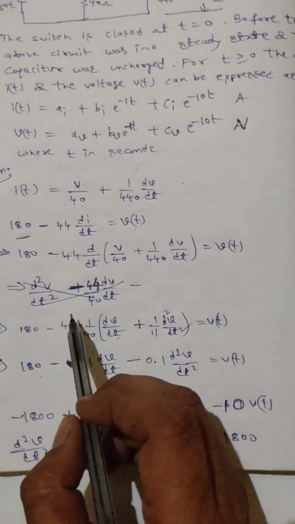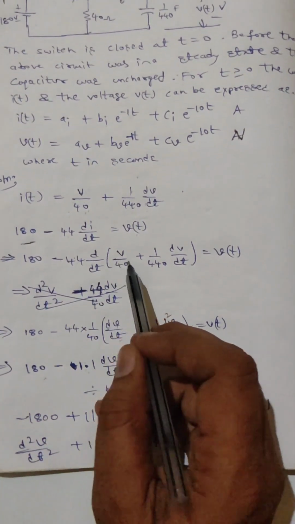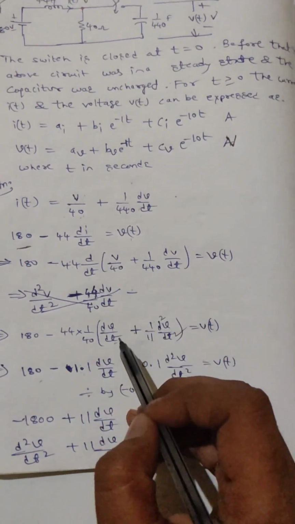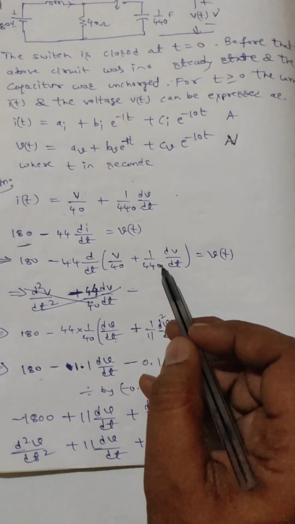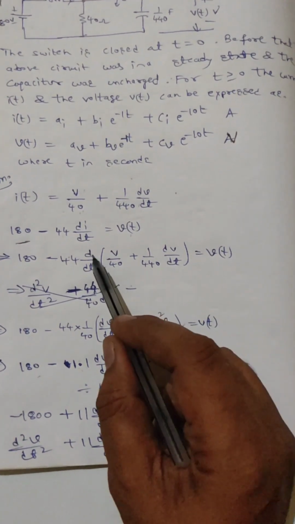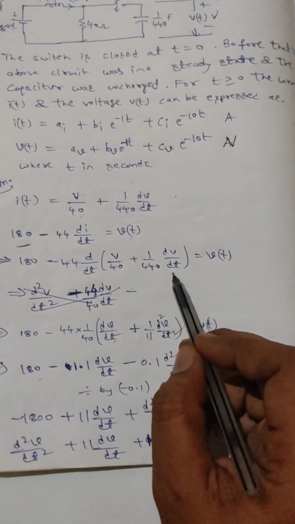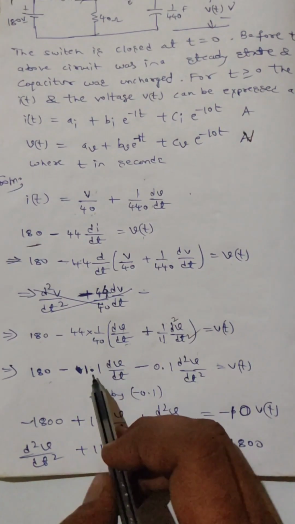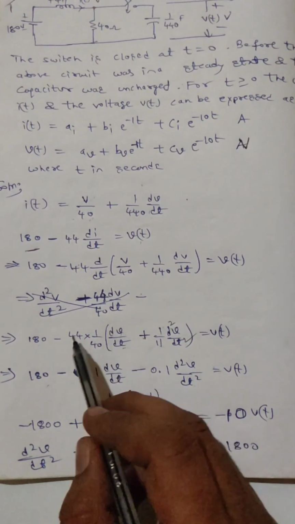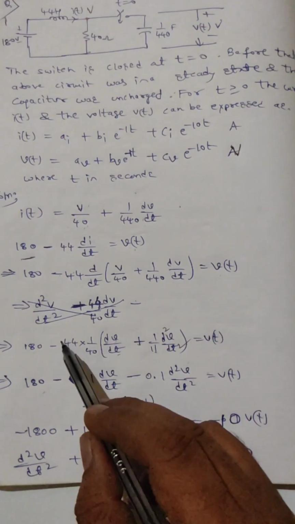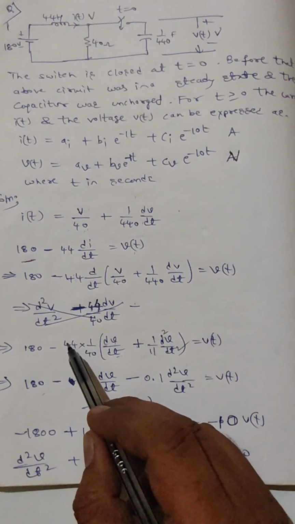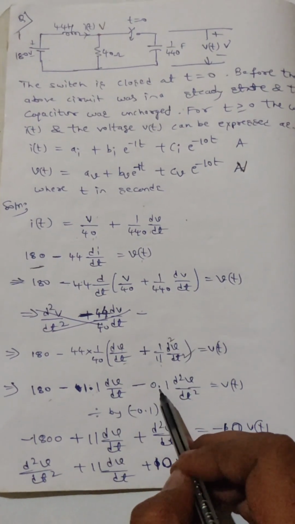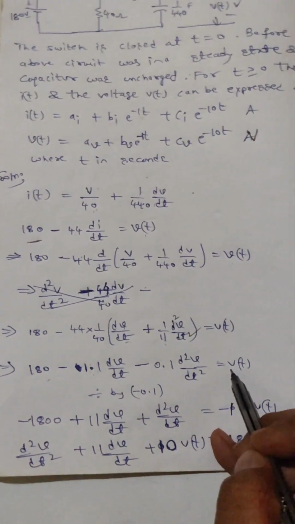So now in this, 180 minus 44, I take 1 by 40 as a common factor from these two terms. Taking 1 by 40 common, you will get dV by dt as the first term, plus 40 into 1 by 11, that is 1 by 11, times d square V by dt square. We got this equal to V of t. So now 44 by 40 gives 1.1, so minus 1.1 dV by dt, and minus 44 by 40 into 1 by 11. If you do this, you get minus 0.1 d square V by dt square, equal to V of t.